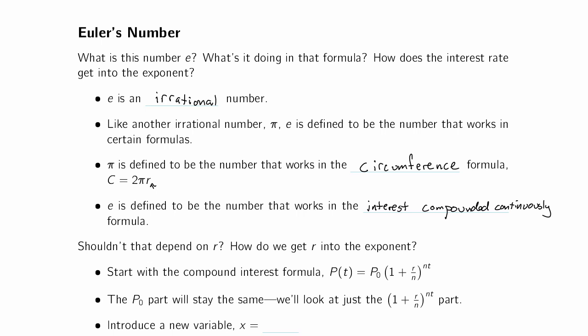Well, there's a little bit of algebra trickery involved, and I'm going to show you the algebra trickery so that this makes some sort of sense. We're going to start by looking at the regular compound interest formula for interest compounded n times. And the P0 part just sits there. The P0 part is the only thing that's the same between the compound interest formula and the continuously compounded interest formula. So we're just going to look at the exponential part.